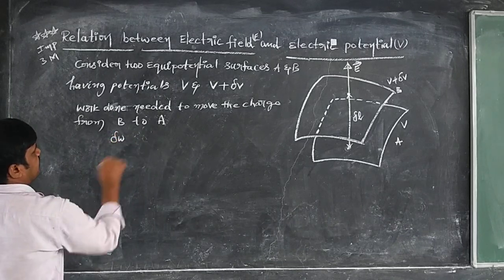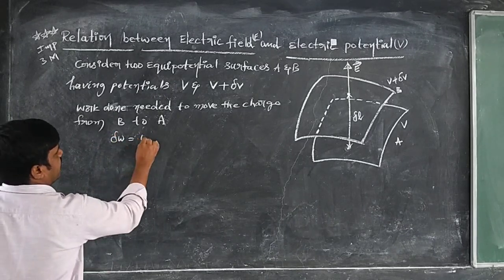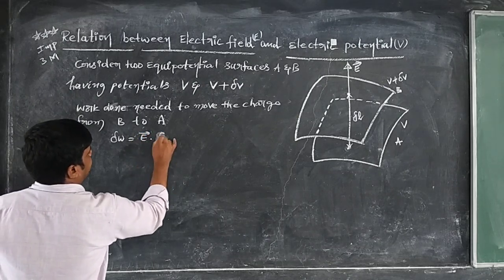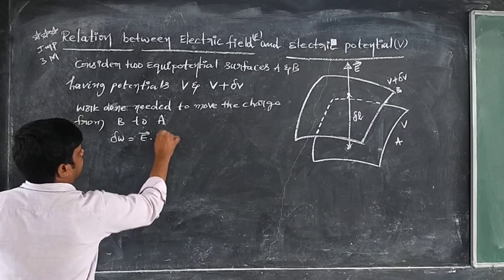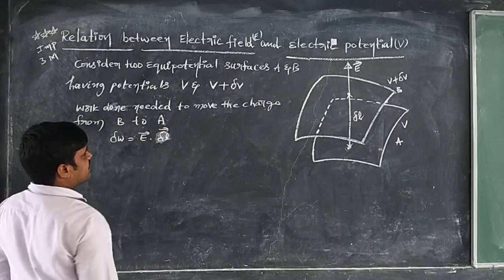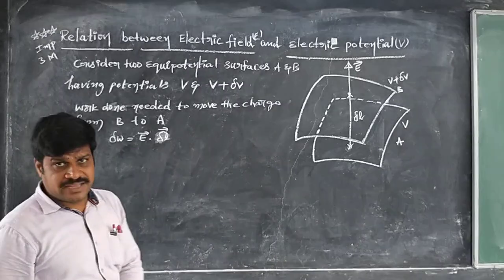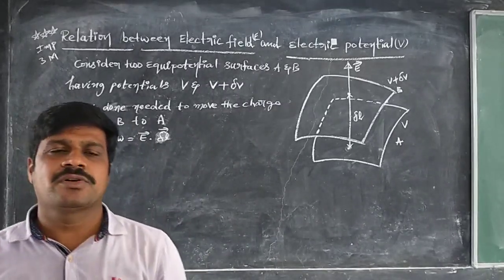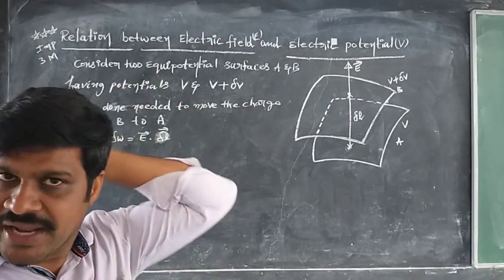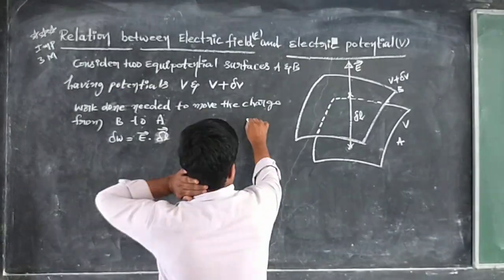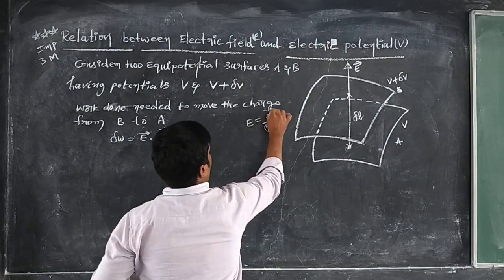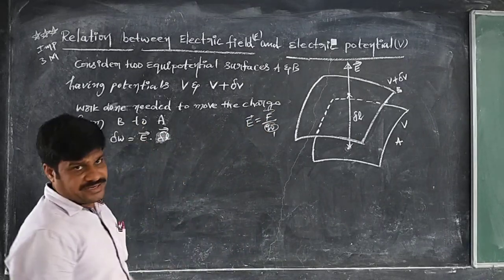That means delta W is equal to E bar dot delta L bar. Why have we taken E here? Electric field E is equal to force per unit charge. Unit charge value is 1, so force is equal to electric field. So we can write it like this.